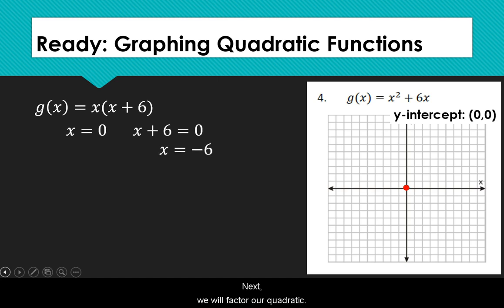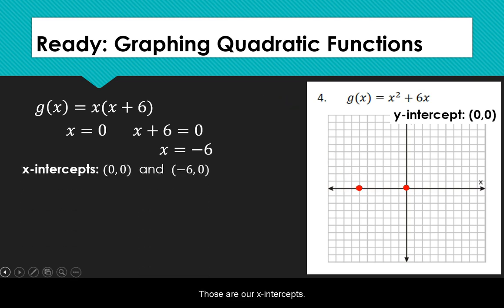Next, we'll factor our quadratic. Our greatest common factor of x squared and 6x is x. When we factor the x out from each of the terms, we're left with x times x plus 6. We set each of our linear factors equal to 0 using the zero product property. And by using inverse operations, we solve for x. So we get x equals 0 and x equals negative 6.